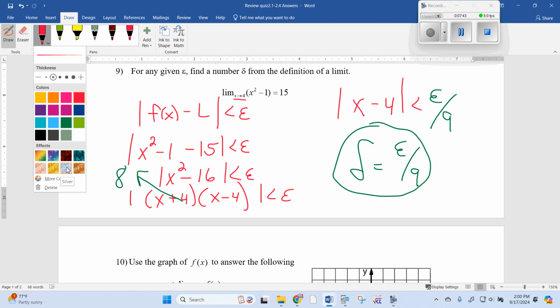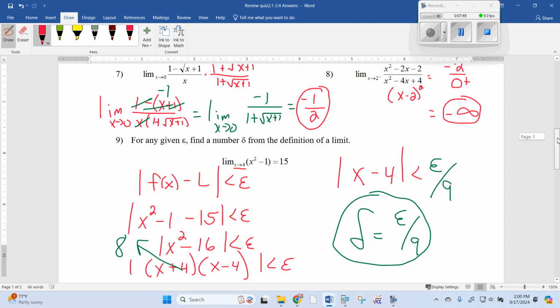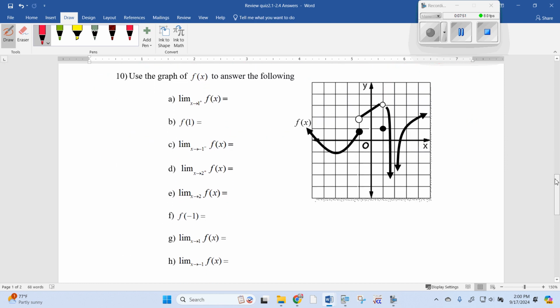So onto the back of our worksheet, using the graph, we want the limit as you approach 1 from the right. So 1 from the right is 3. We want the value of f of 1, which is where the dot is. That's 1. We want the limit at negative 1 from the left, which is 1. We have the limit at 2 from the right, which is negative infinity.